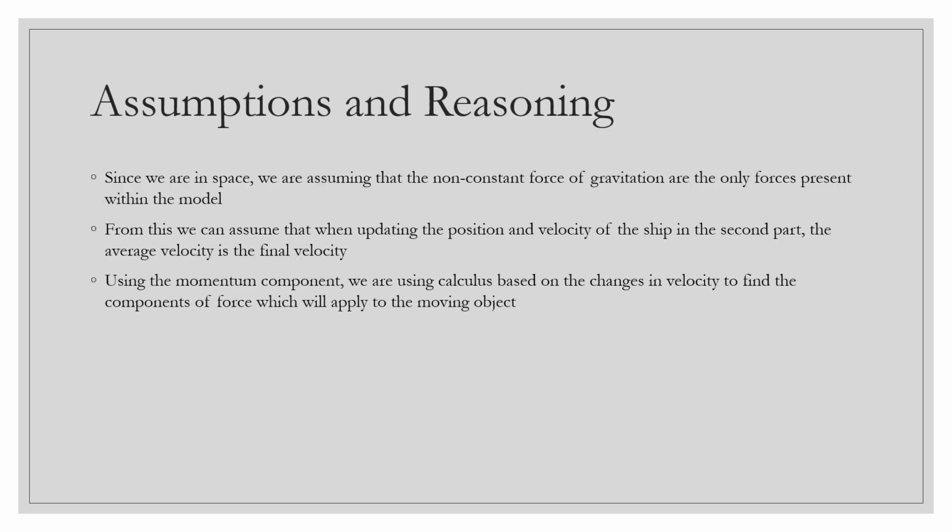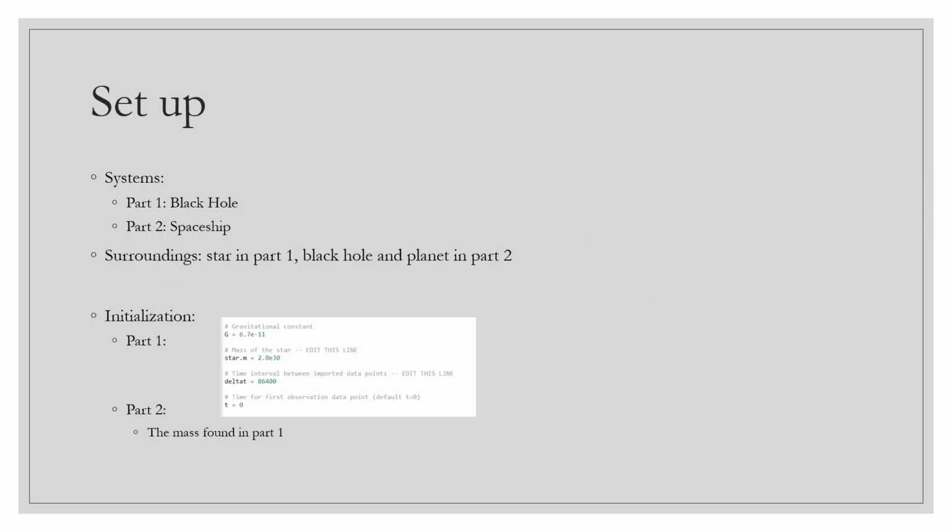As for assumptions and reasoning, since we're in space, there's no traditional gravity assumed, so the only force is the gravitational force, and from this we can assume that obtaining the position and velocity would be v final in terms of average, and using the momentum component, we are using calculus-based changes in velocity to find components of force while finding components of momentum. For the setup, our system in part one is the black hole, in part two is the spaceship, and the surroundings are the star in part one, and the black hole and planet in part two.